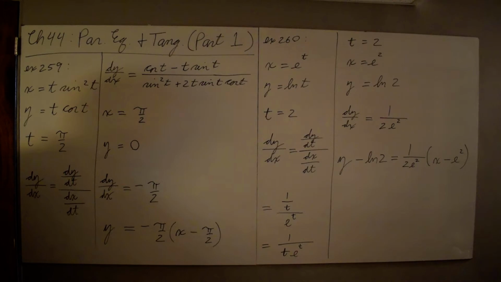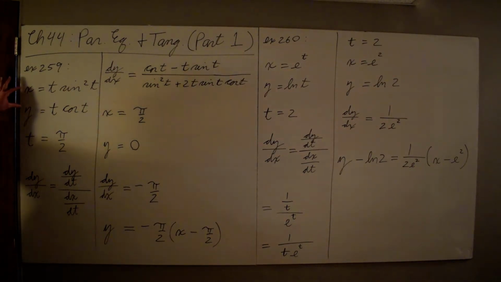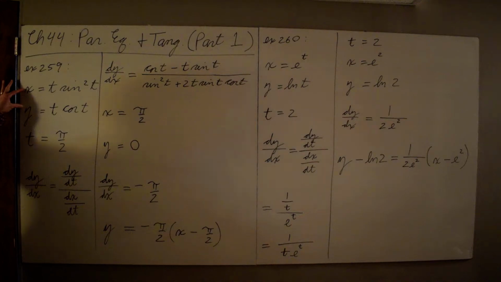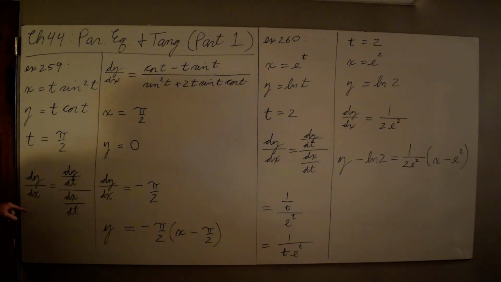So, the moral to the story here in this chapter is that when you have x and y defined in terms of a parameter t, so you have your parametric equations, your curve is defined in terms of these parametric equations, then the derivative of y with respect to x, or the rate of change of y with respect to x, is the derivative of y with respect to t divided by the derivative of x with respect to t.